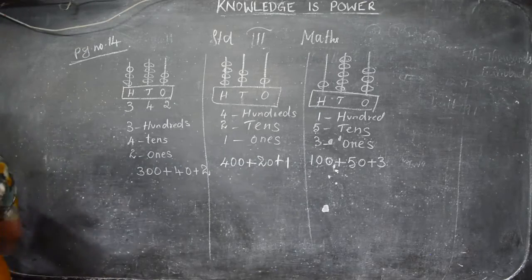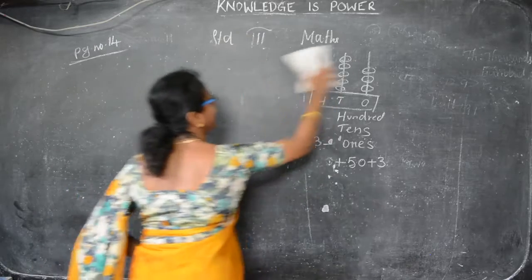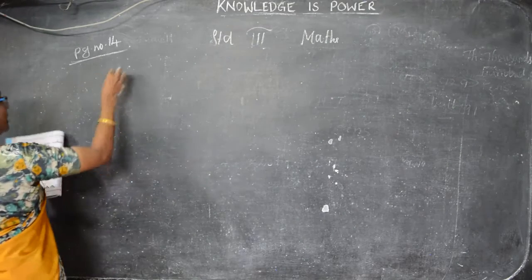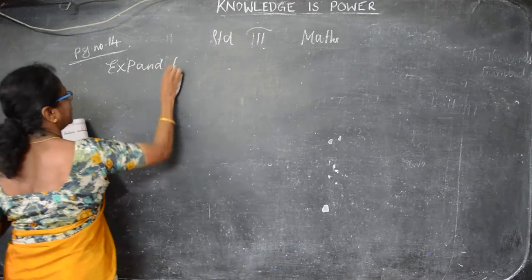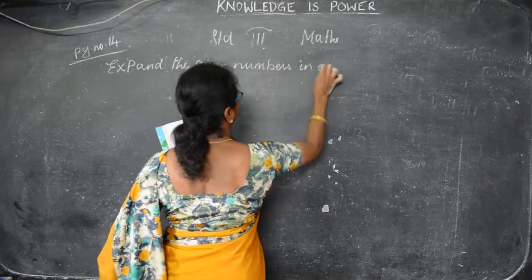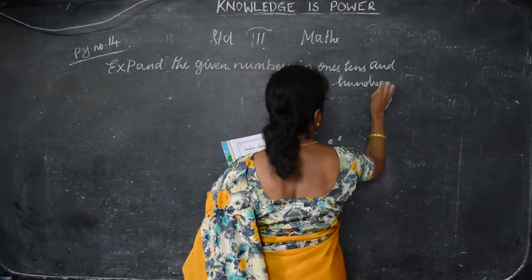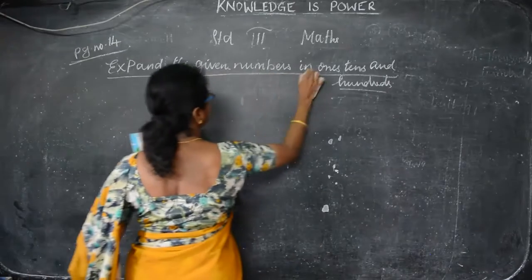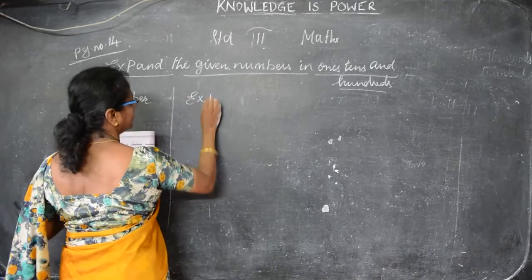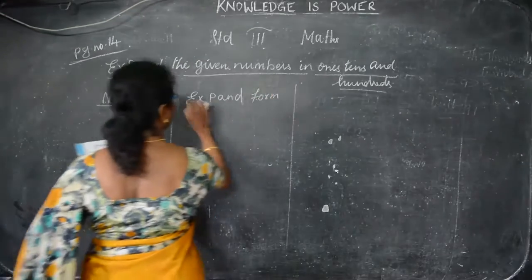So now you have to write down like this. Now you have to write the expanded form. On the same page itself you can see, children, the expanded form is given. So here, expand the numbers. Expand the given numbers in ones, tens and hundreds. Okay, so ones, tens and hundreds, expand the given numbers. So here they are given the number and we have to write it in expanded form. Expanded form is: in the hundreds place how many zeros, and in the tens how many zeros, that only is the expanded form. So this is the number and this is the expanded form.